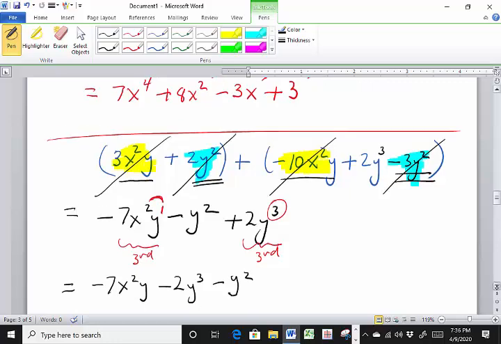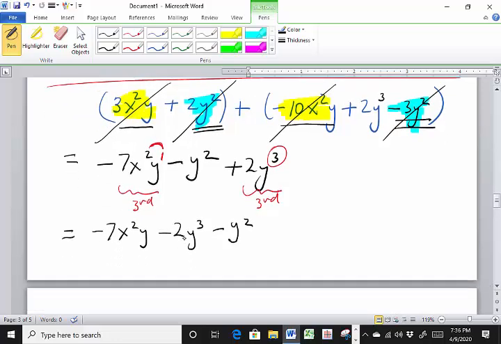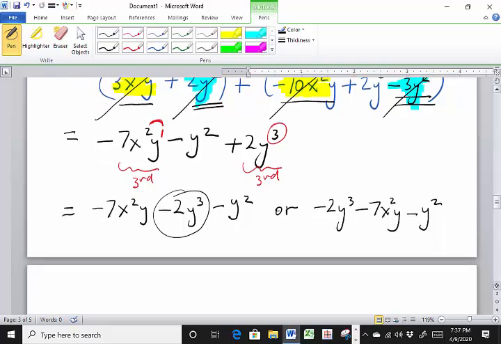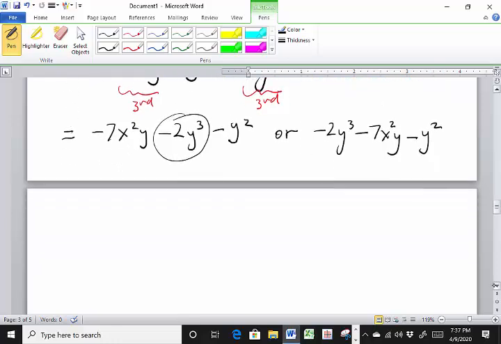So you might ask, well, is it wrong if I put this first? No, it's not. I mean, if you wanted to, you could write it as 2y cubed subtract 7x squared y minus y squared. Okay? That makes no difference. Okay, now let's go ahead and look at subtraction of polynomials.